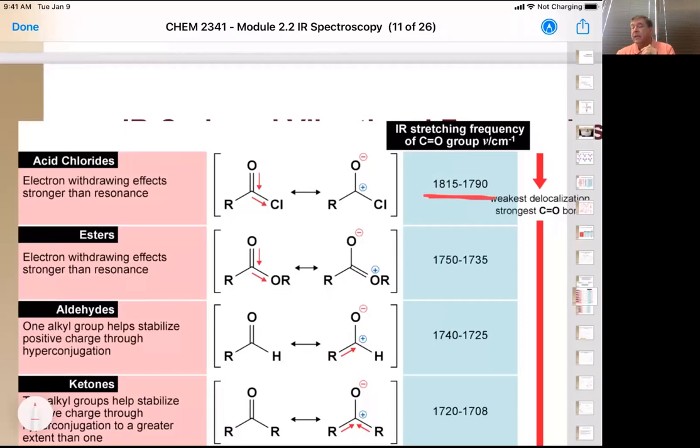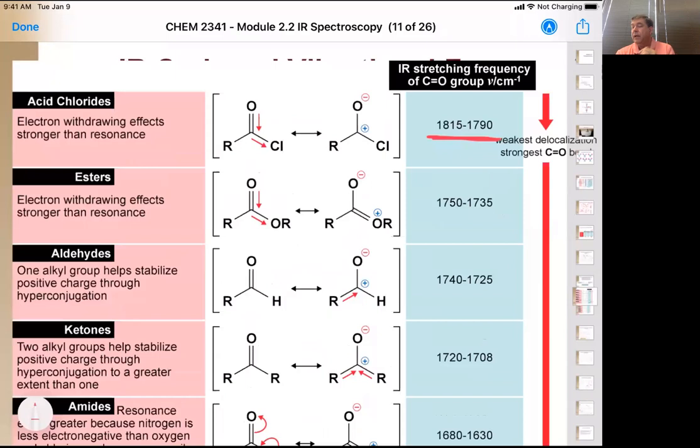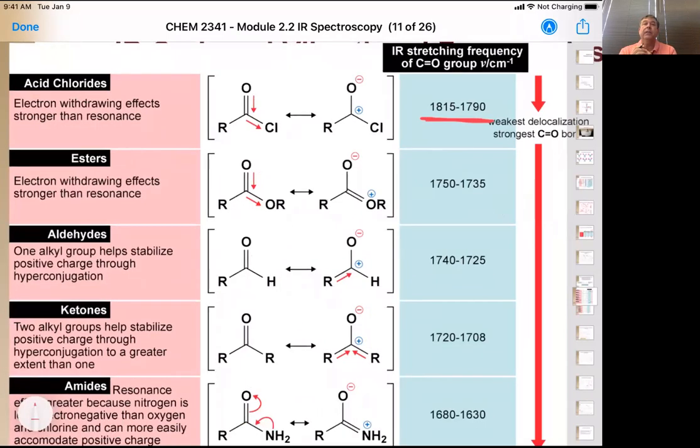Okay. The next thing over is the ester right here, and it has a little bit of an electron withdrawing effect because of that other oxygen having only a single bond to it. And it has a little bit of a resonance effect as well because we can spread out over here. But the electron withdrawing effect is stronger, and therefore it's shifted higher. Remember, resonance shifts it down, electron withdrawing shifts it up. So that electron withdrawing shifts it up higher, above that 1720 for ketones, to that 1750 to 1735.